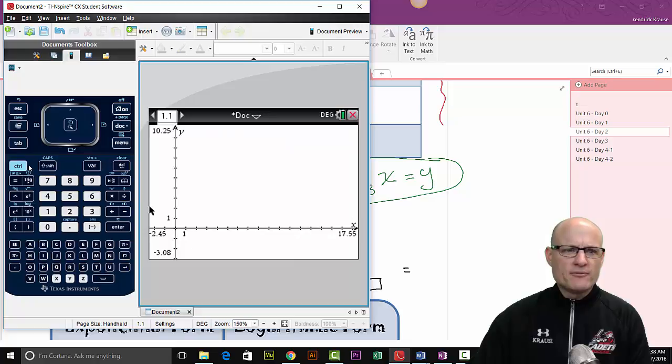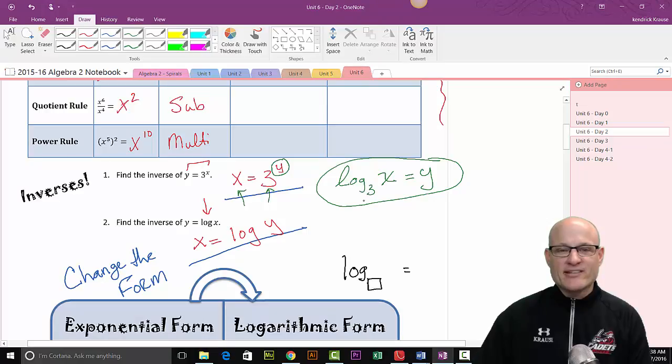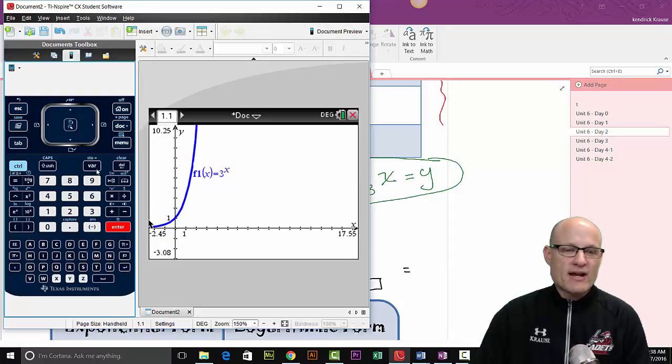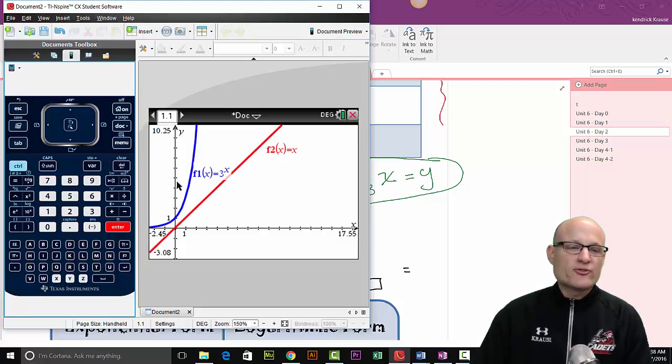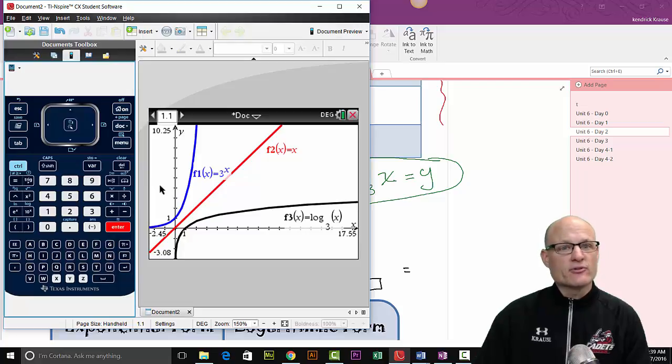So let me graph y equals 3 raised to the x. We know that's just a simple exponential function. And then we said its inverse was log base 3 of x. If that's true, let me graph the line y equals x. Okay, there it is. So if it's true, my next graph should be a reflection over that line. Control log base 3 of x. And you can simply see that they are, in fact, inverses of each other.